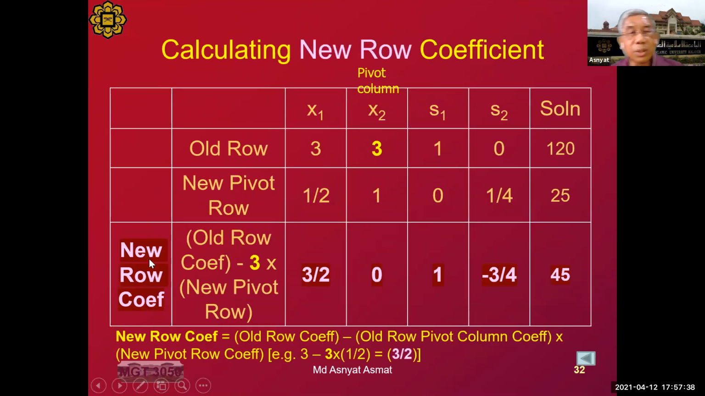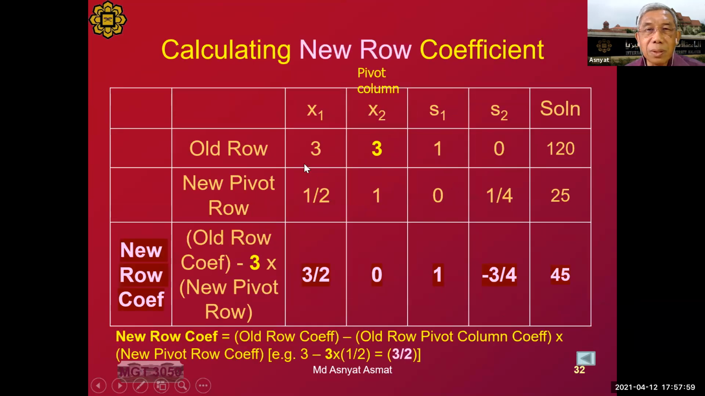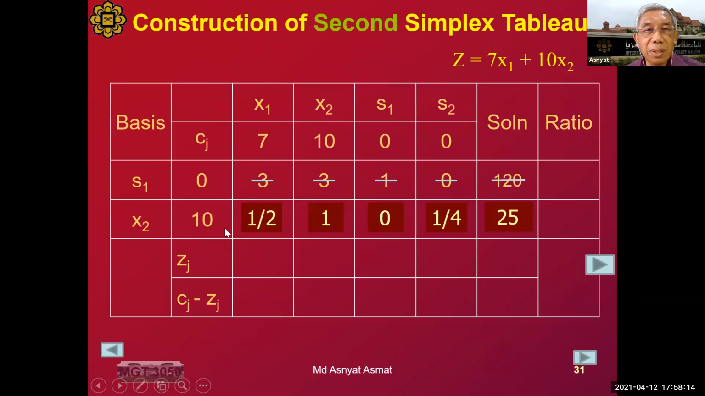This is the way to calculate the new row coefficients. X1, X2, S1, S2, solution. This was the old row: 3, 3, 1, 0, 120. The old numbers. And then the new pivot row, the numbers we just computed: half, 1, 0, 1/4, 25. Where do we get it from? Here. Half, 1, 0, 1/4, 25.